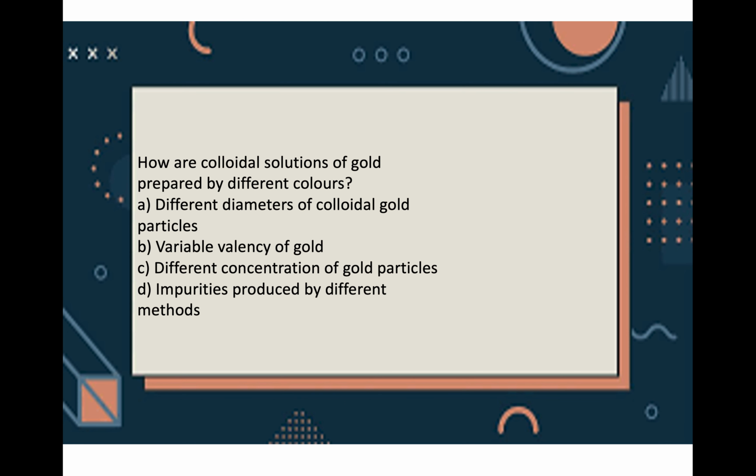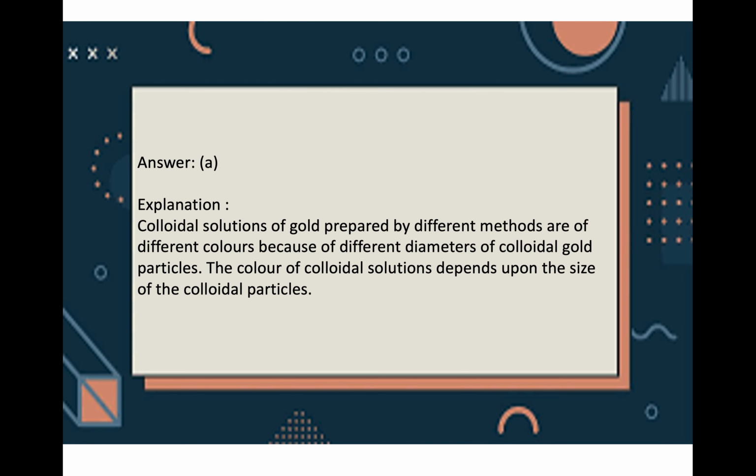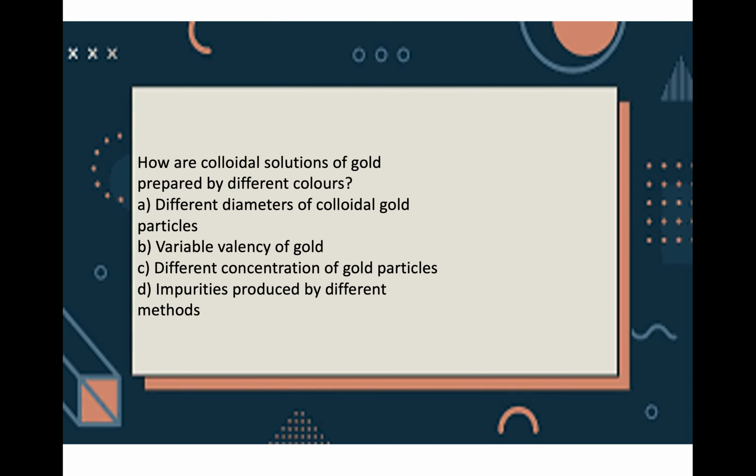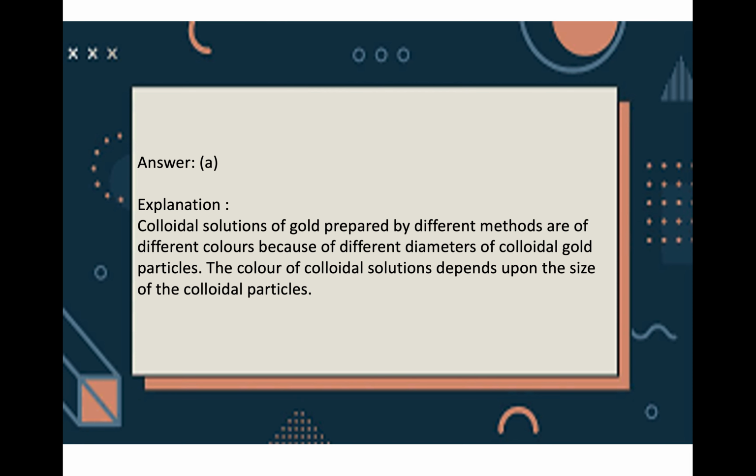Now the first question: how are colloidal solutions of gold prepared by different methods of different colors? A. Different diameters of colloidal gold particles. B. Variable valency of gold. C. Different concentration of gold particles. D. Impurities produced by different methods. So the answer is option A, different diameters of colloidal gold particles. Because colloidal solutions of gold prepared by different methods are of different colors, as the diameters of the colloidal particles of gold differ; mainly the color of the colloidal solution depends upon the size of the colloidal particles.